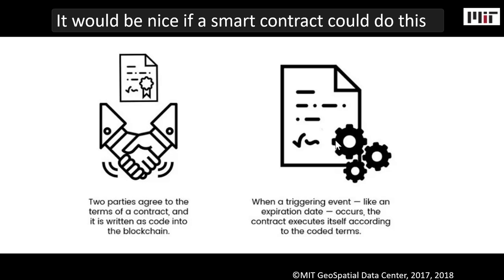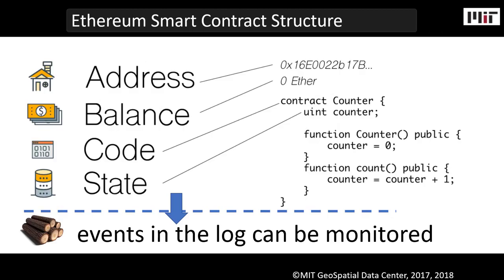So smart contracts, you'll often see a smart contract described like this: when a triggering event like an expiration date occurs, the contract executes itself according to the coded terms. Sounds like a nice smart contract. The problem is code in a smart contract. So here's a smart contract and it has some code in it. This code only runs at the initial transaction or when another transaction references this code.